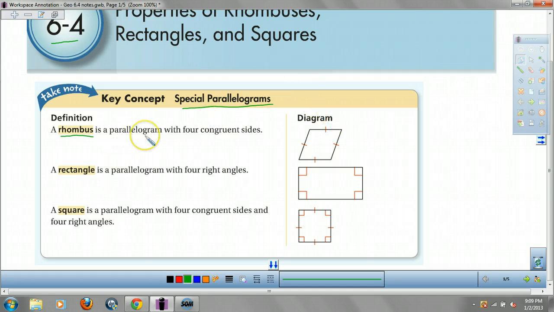A rectangle is a parallelogram with four right angles. Okay? It's equiangular. And a square is a parallelogram with four right angles and four congruent sides. So it would be a regular polygon. Four equal sides, four equal angles. Okay?